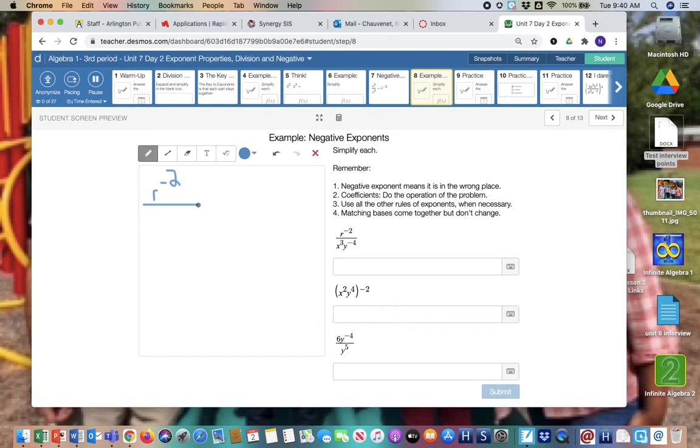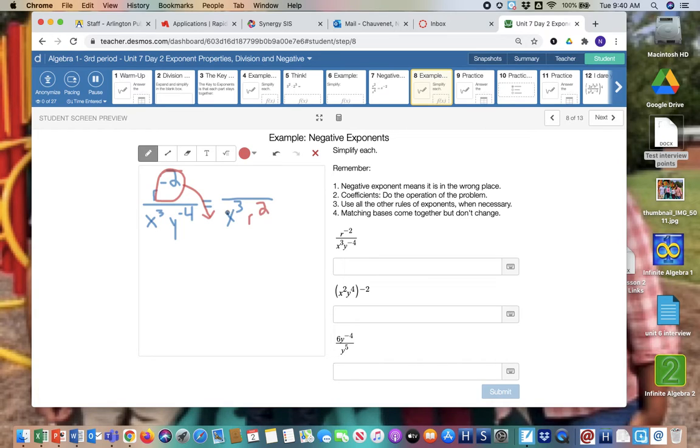positive. So we have r to the negative second over x to the third, and then we have y to the negative fourth. So we're going to switch that. The x to the third has a positive exponent. It's going to stay where it is. And now I'm going to switch colors for emphasis here. This is a negative second, so it needs to move to the bottom. So we're going to move that guy to the bottom.